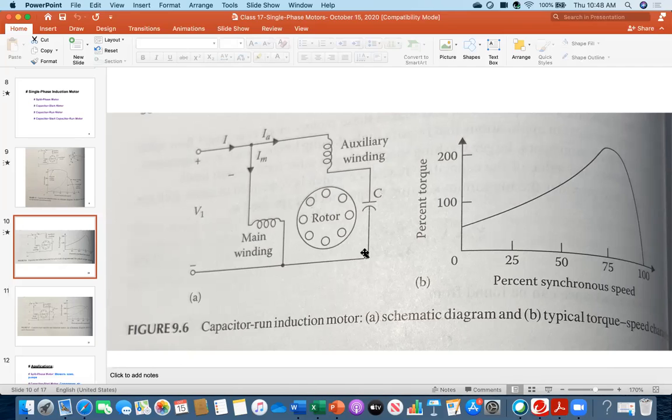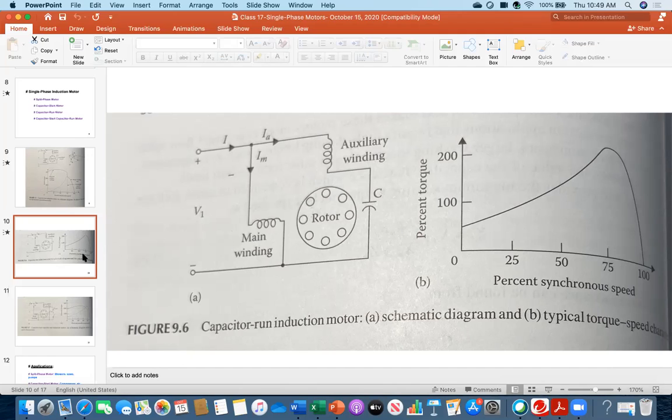But as I told you, this capacitor is needed for better operation because it is always in the circuit, 24 hours. There is no switch because the ceiling fan needs that to provide much better operation with improved power factor.